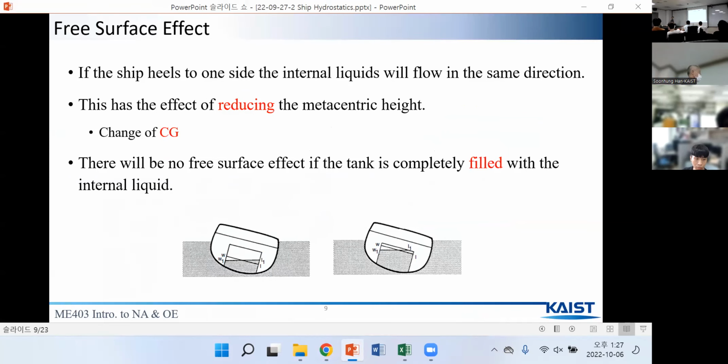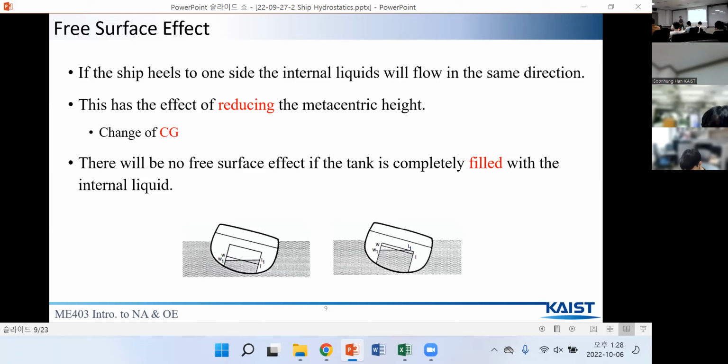Another one is free surface moment. When a person is moving from side to side, that makes the G change, a small change. Also in the inclining test, the W is moving, so the G is moving slightly. The same effect comes from the liquid water tank or liquid tank. If the ship is heeled here, some portion of the liquid is moving in the same direction, so this amount of weight is moving toward making more capsizing or heeling. That effect reduces the metacentric height, so stability is not good. Actually, the real physics is a change of CG.